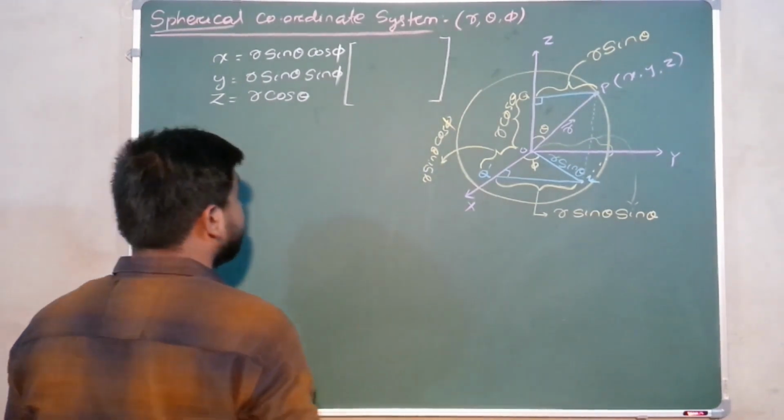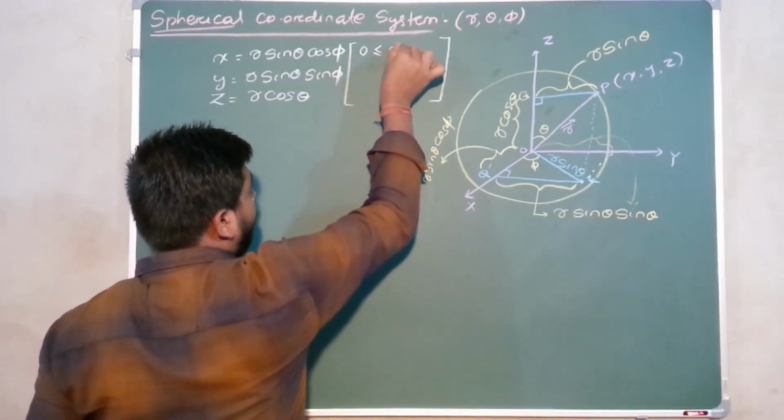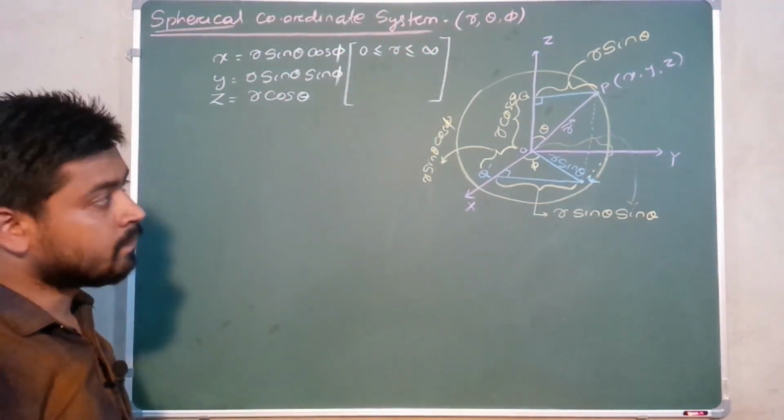Here you can write 0 to r. This is for r. Then theta.